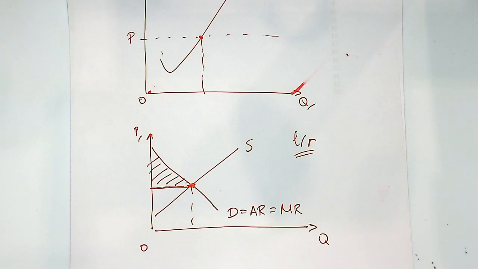Why? Because below that, the price will be below the average total cost. And so in this case, it will have losses, it will exit the market. So it will not be the long run equilibrium either, because that firm, for starters, will not be in that market.